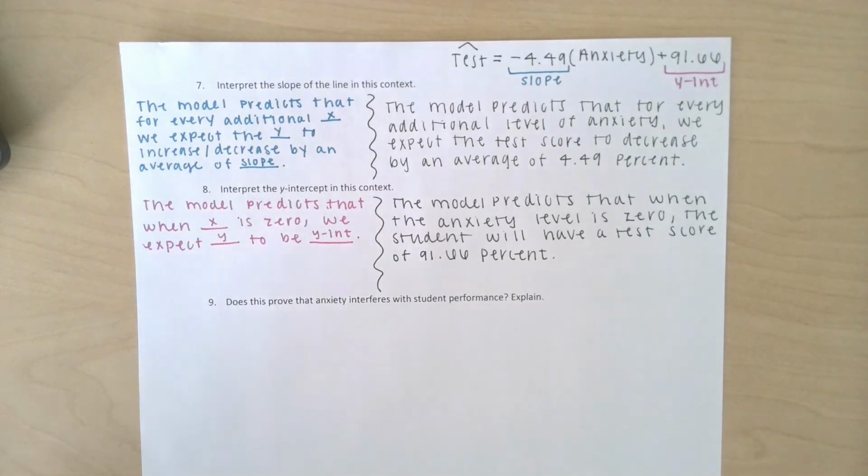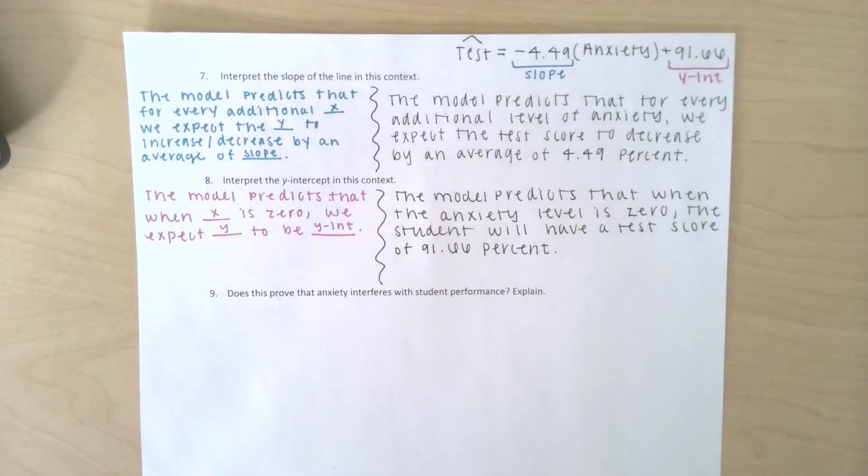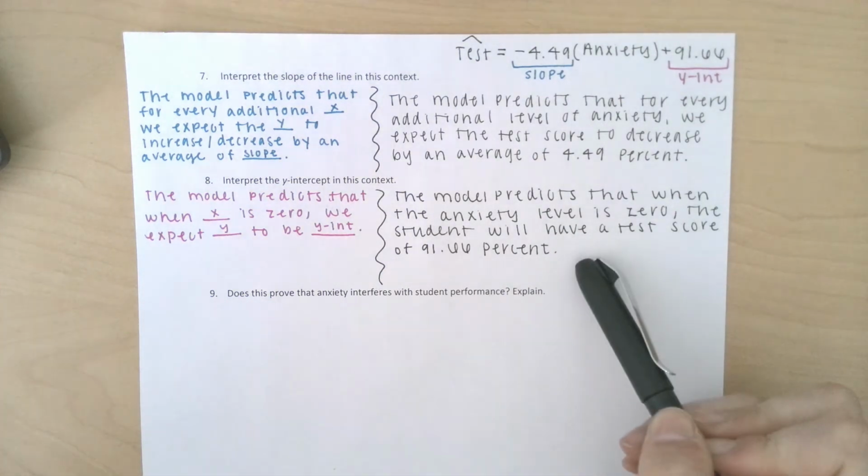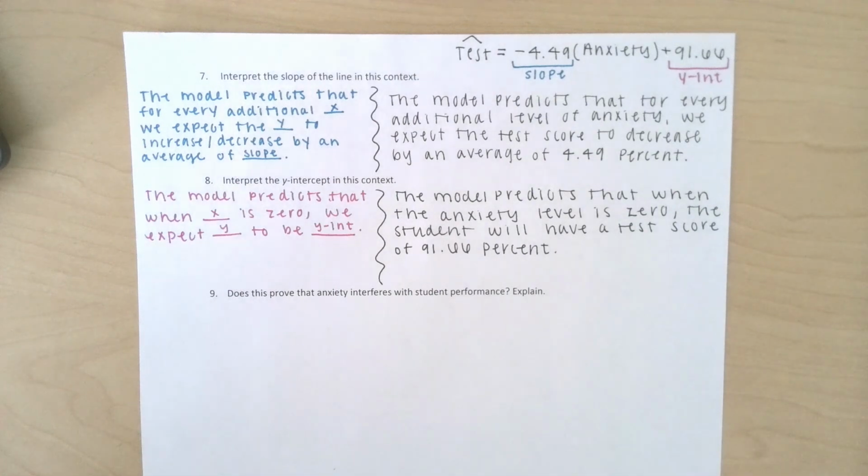Sometimes when we interpret this y-intercept, we get something that doesn't make any sense. For example, you might say the model predicts when the anxiety level is 0, the student will have a test score of -49. Well, they can't score a -49 on a test. So if you get a y-intercept that doesn't make sense, make sure you just add a little disclaimer saying this does not make sense in context of the problem.